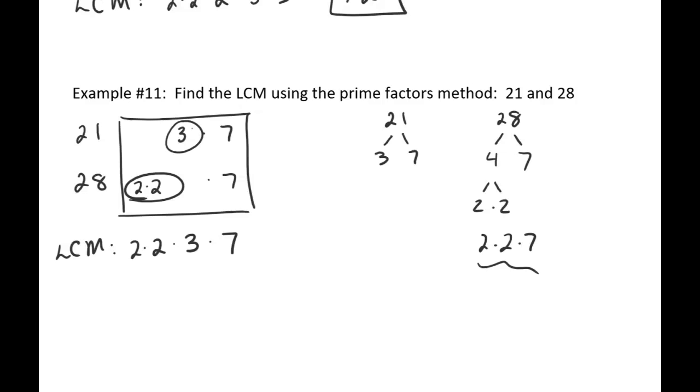You don't want your LCM to be any bigger than is necessary because it's the least common multiple. All right, and then I have to multiply these together. So it's 21 times 4. What's that, 84? Okay.